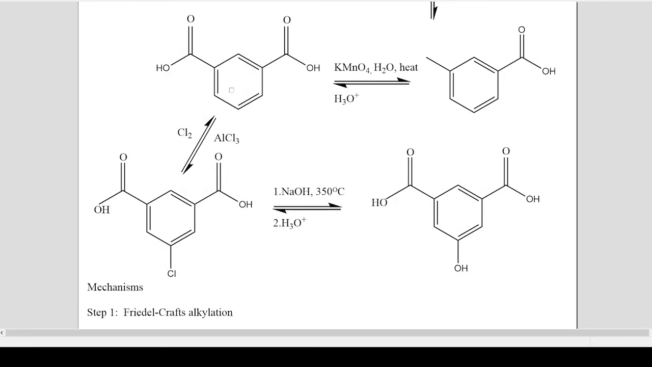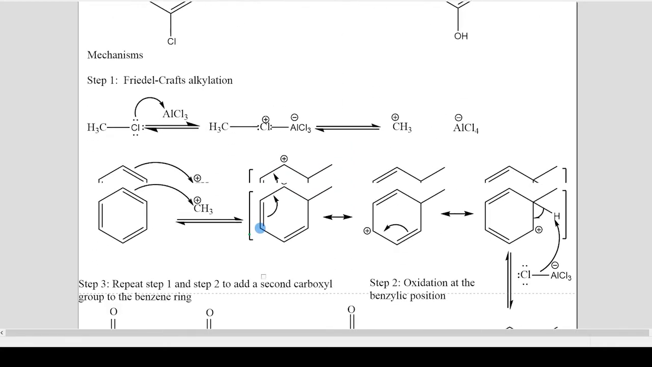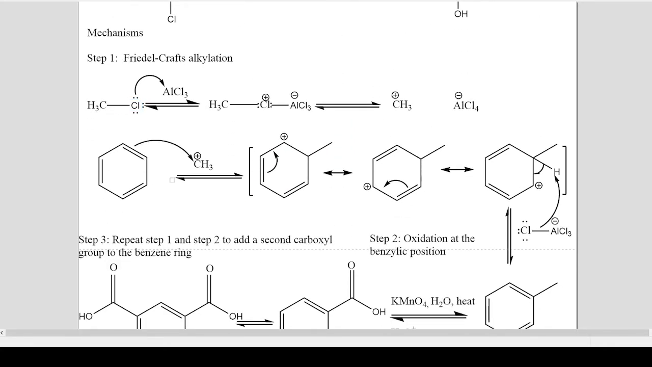From isophthalic acid, we will use chlorine, aluminum trichloride to make 5-chloro isophthalic acid. And from here we will get to our final product, 5-hydroxy isophthalic acid using sodium hydroxide, sulfuric acid, and high temperature. Mechanisms. Step 1.